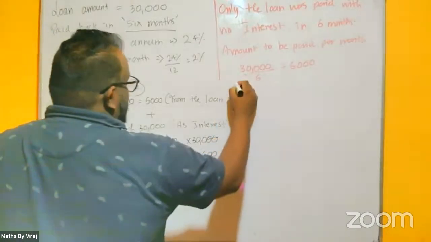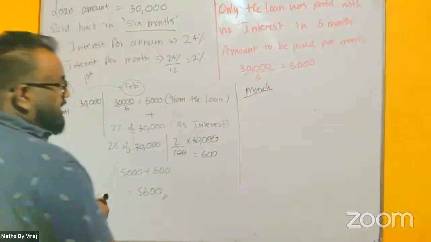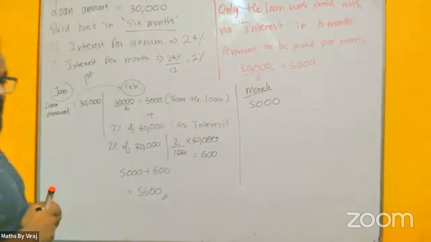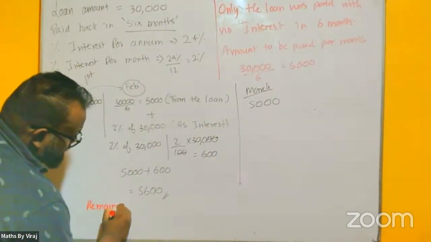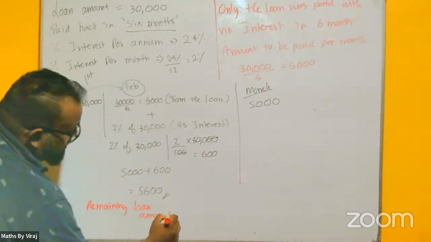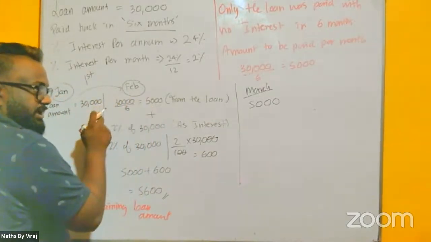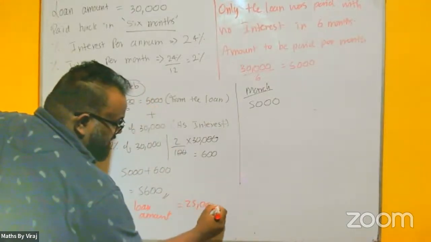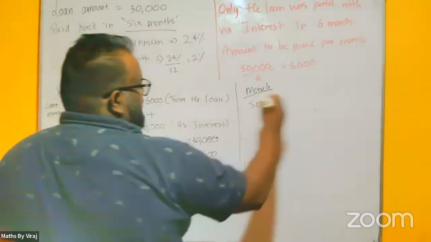My second installment is due in March. In March, I give another 5,000. Understand that here, what is the remaining loan now? Remaining loan amount is how much? From the 30,000 loan, I give 5,000. Therefore, the remaining loan amount is how much, children? 25,000. I give 5,000.